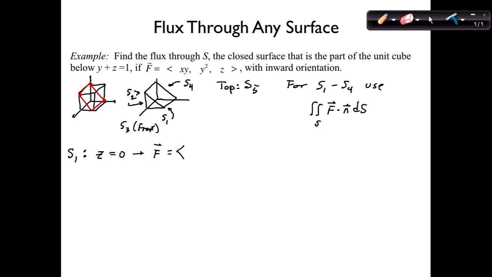Why do I have x comma? Oh, that's the parameterization. That's F. So yeah, F becomes xy, y squared, and 0. Okay?